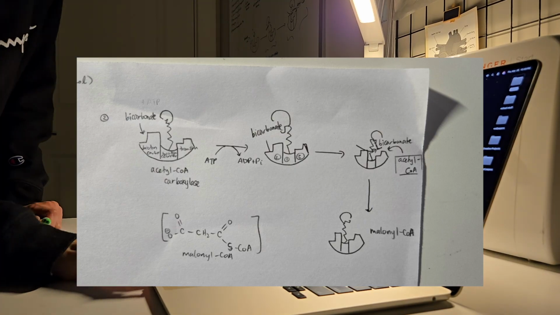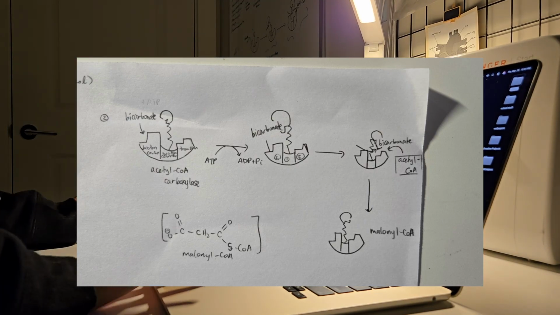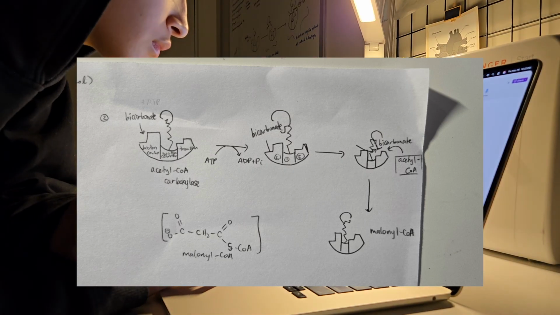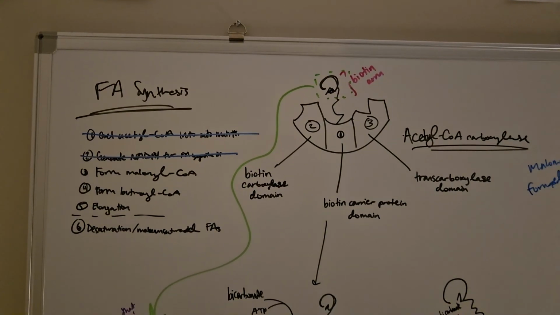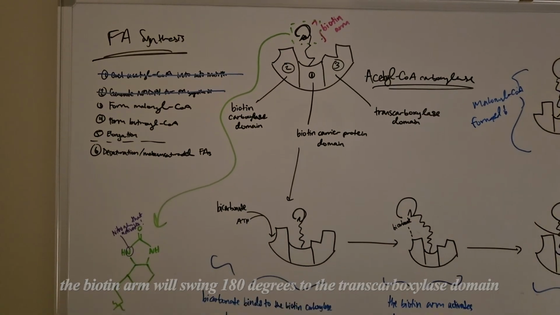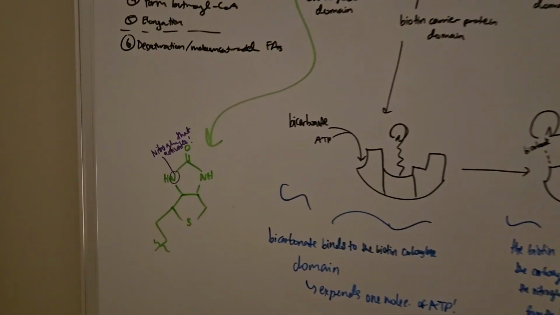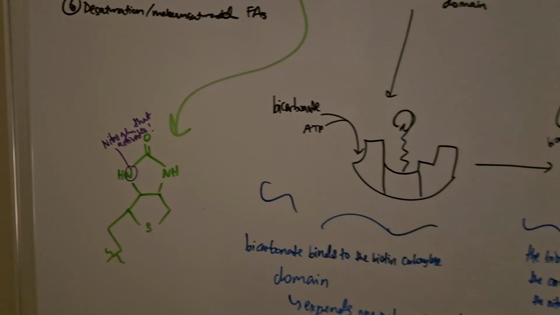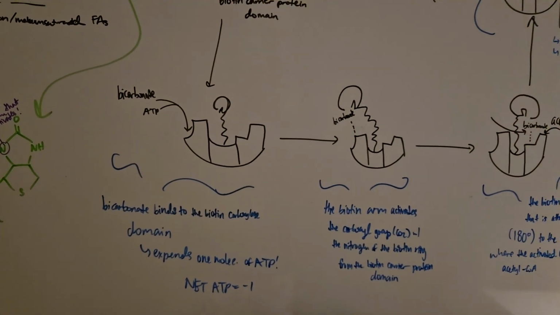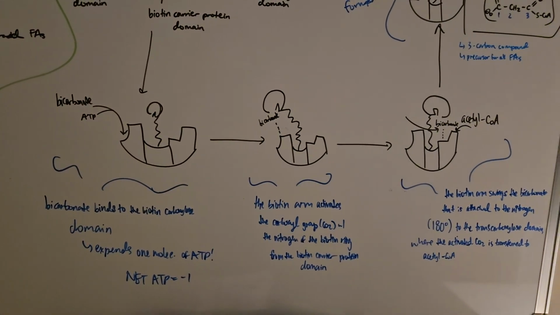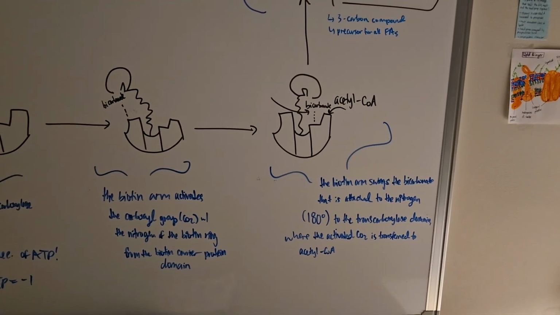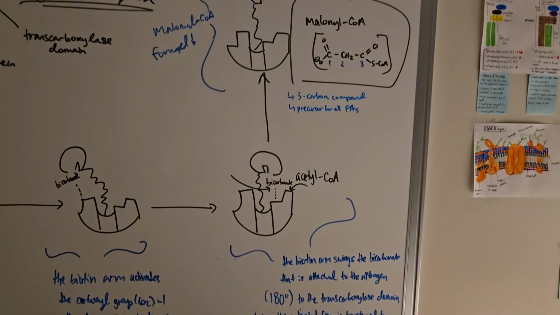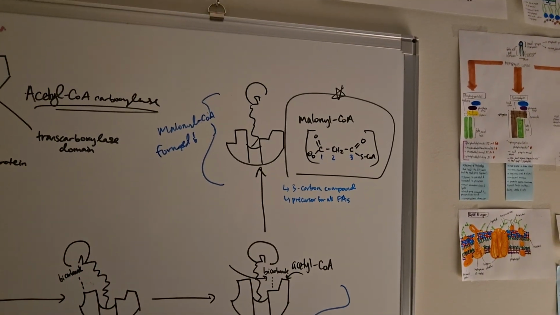The biotin carrier protein will activate the incoming bicarbonate by attaching a nitrogen atom, which is in the biotin ring. That's why it's an ATP dependent reaction. So the biotin ring will swing its arm, or I guess the lysine side chain, and move it to the other domain, which is the transcarboxylase, which transfers the activated carbon dioxide, so the carbon dioxide in bicarbonate, to acetyl-CoA, forming malonyl-CoA.